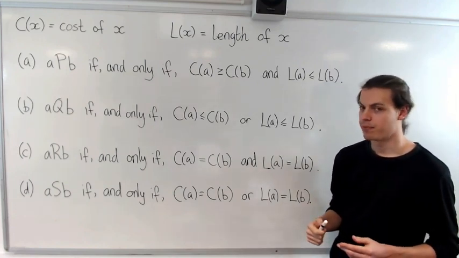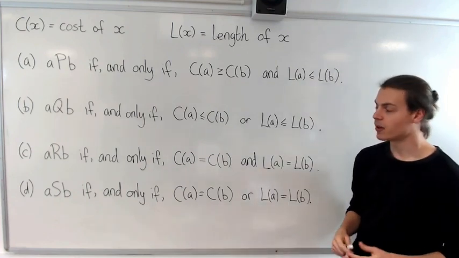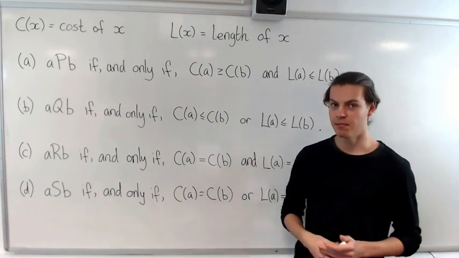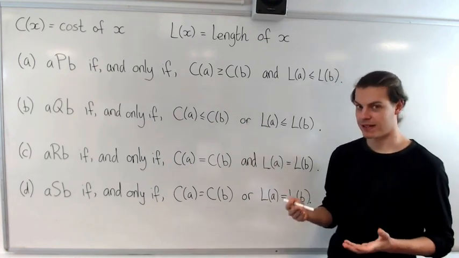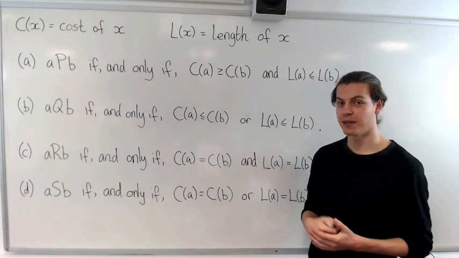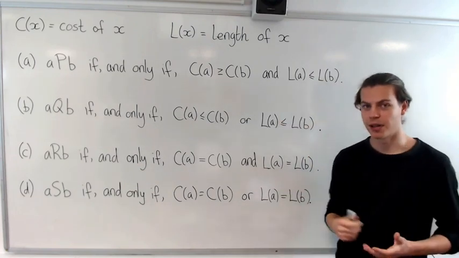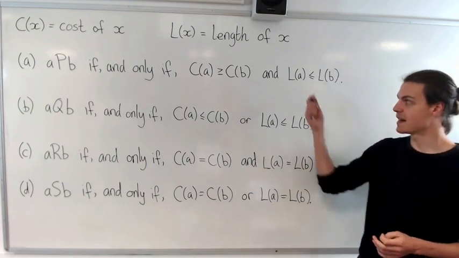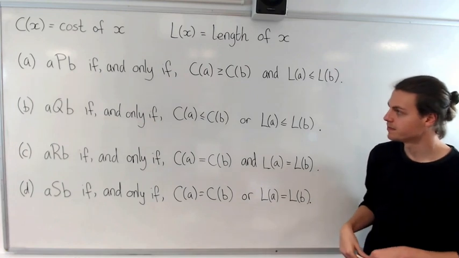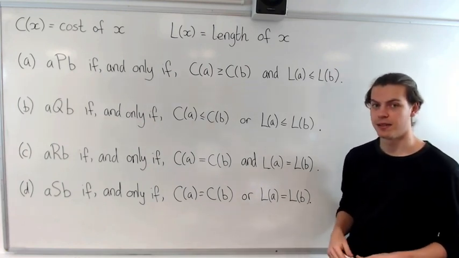Now this relation is reflexive, right? The cost of a book A is greater than or equal to the cost of itself, it is equal to, right? And the length of a book A is equal to itself, so it is less than or equal to itself. So A is related to A.